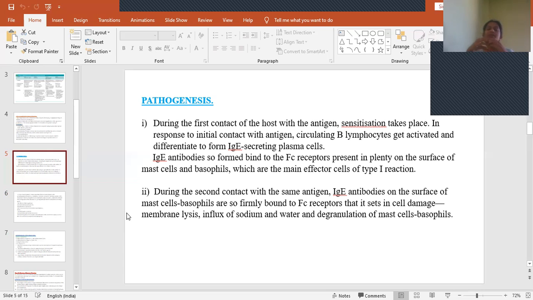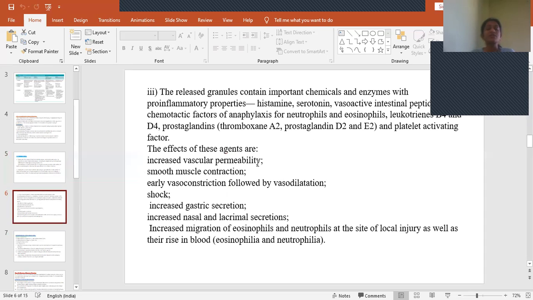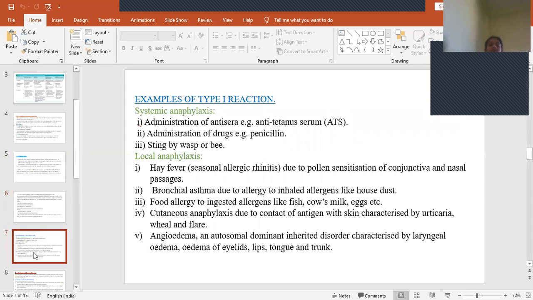So once the cell is damaged, it will release all its contents into the circulation. So what does it contain? Pro-inflammatory mediators. These will cause actions like increased vascular permeability and smooth muscle contraction. So all these are the things that will be taking place. Okay. And then coming to examples.